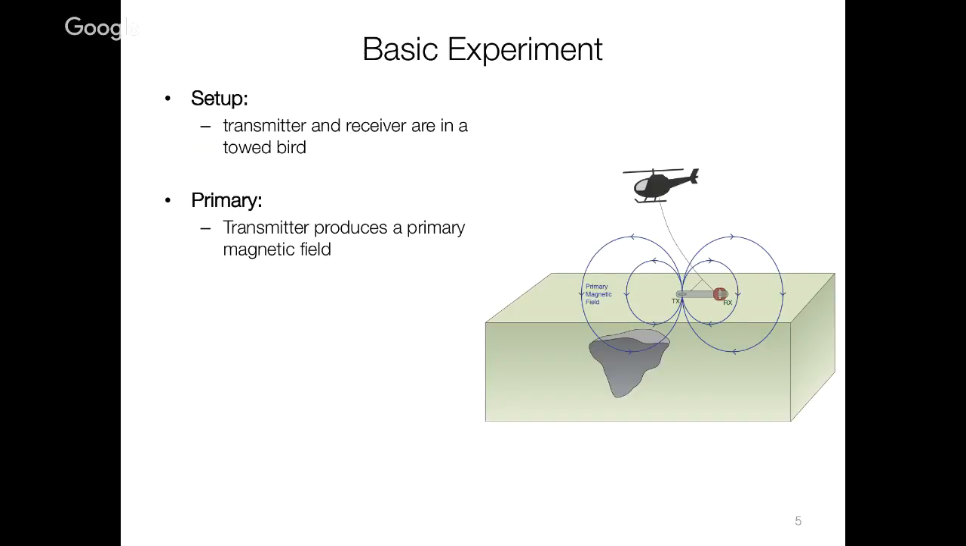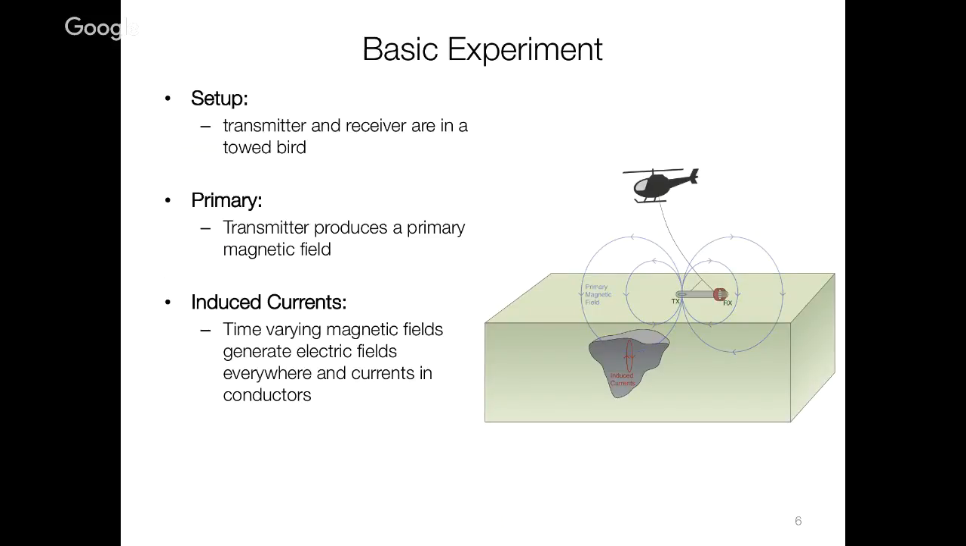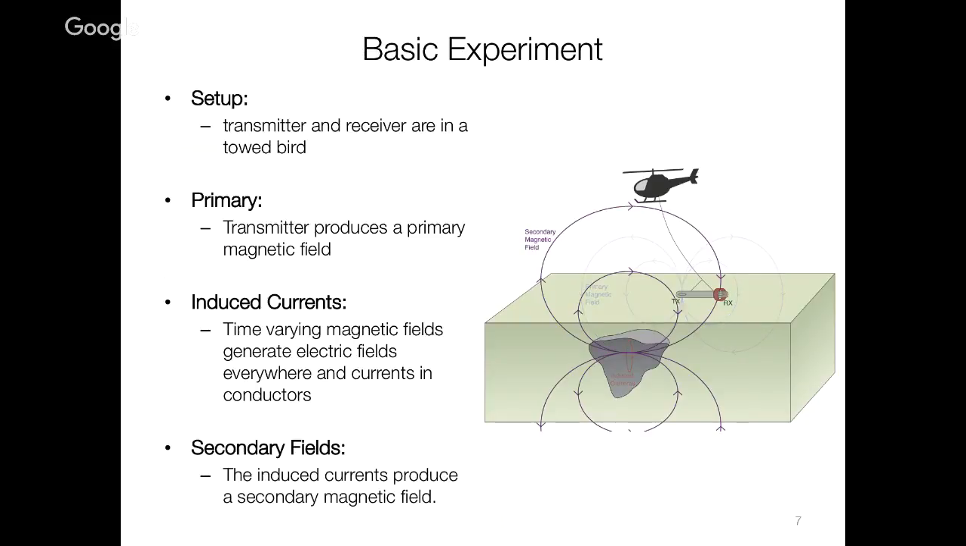So we have a transmitter, a loop of wire, and that's going to produce a primary electric or magnetic field. So it's going to give a magnetic field that kind of looks like that. And if there's a time-varying magnetic field, so if the current is changing as a function of time, then we have a time-varying magnetic field that's going to induce currents in any kind of a conductor. And those currents are going to generate a secondary magnetic field that we'll see at the receiver. So that's basically the steps. We've got some kind of a transmitter that produces a time-varying magnetic field that induces currents in a conductor. Those currents give rise to fields.